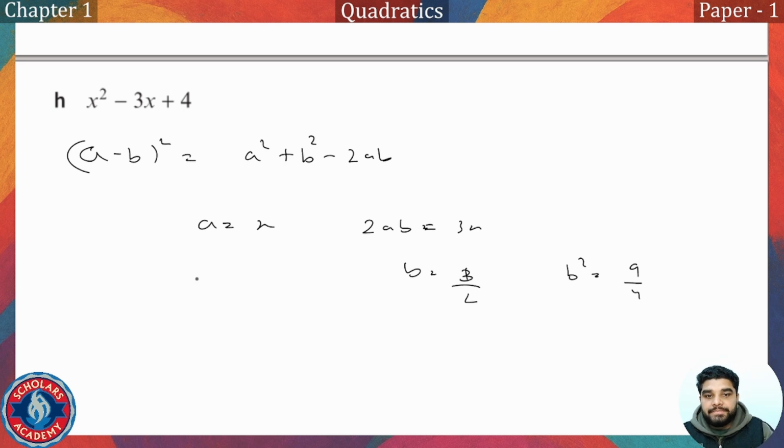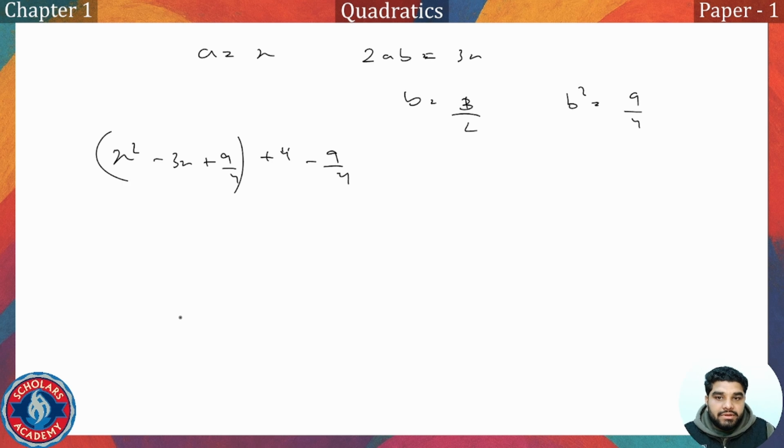So we substitute these, we get x square minus 3x plus 9 by 4, and to keep the equation the same, we'll subtract 9 by 4. So we can say that this equation becomes (x minus 3 by 2) whole square, and we take LCM as 4. 16 minus 9 is plus 7 by 4.